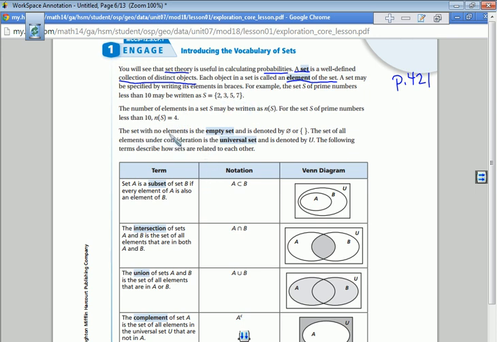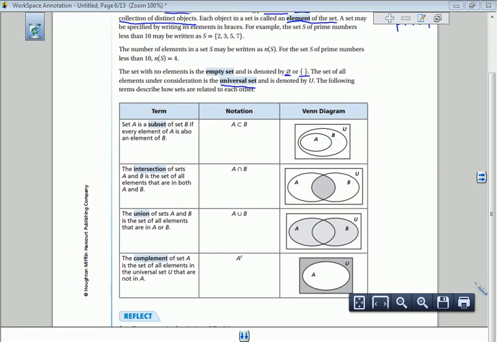So a set with no elements, we call that the empty set, and you guys are already familiar with the circle with a slash through it, or we can have the braces that have nothing in it. Those are the empty set. The set of all elements under consideration is called the universal set, and we denote it with a capital U. Now here we have some more symbolism.